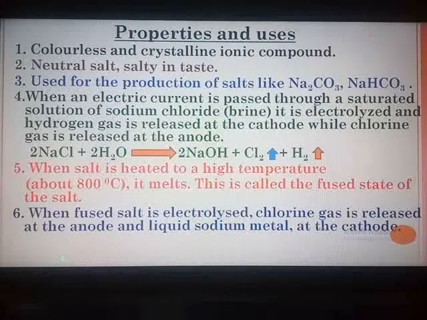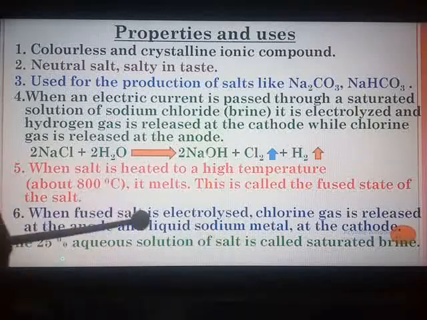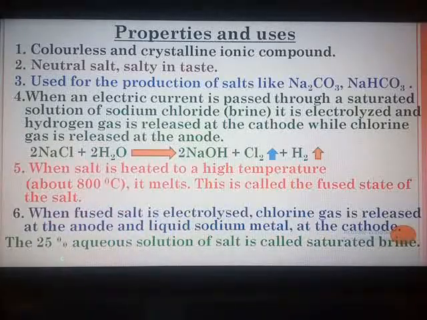So here a question can be asked to you, what reactions are observed or what are the products when electric current is passed through a saturated solution of sodium chloride and through the fused sodium chloride salt. So both you have to know it thoroughly. The 25% aqueous solution of salt, aqueous solution means when dissolved in water, it is called saturated brine. It can be asked as a question. So this is about the properties and uses of sodium chloride.